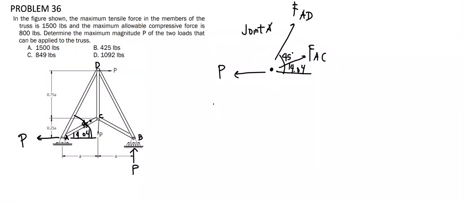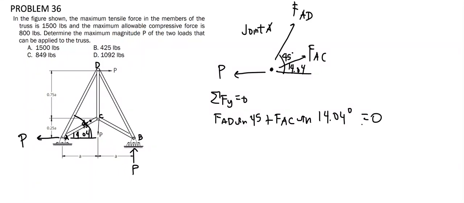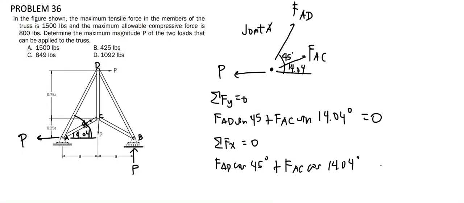Now taking summation force vertical equal to 0, we get force AD sine of 45 degrees plus force AC sine of 14.04 degrees, all equal to 0. Then we have summation force horizontal equal to 0. We have force AD cosine of 45 degrees plus force AC cosine of 14.04 degrees minus P equal to 0.